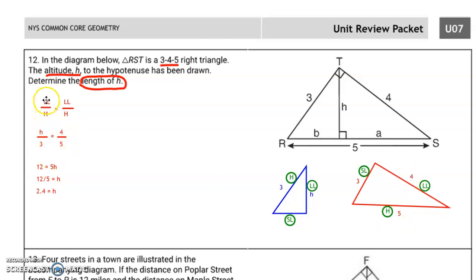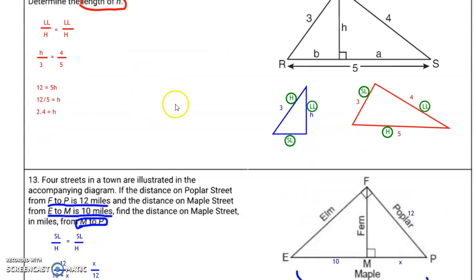So I set up the ratio: long leg over hypotenuse equals long leg over hypotenuse, making sure to keep the shorter one on the top and the longer one on the bottom. As I said, that is my preference, and I get a cross multiplication problem. 5h is equal to 12, and then I divide both sides by 5. I get 2.4. No units here, so I'm okay to move on.